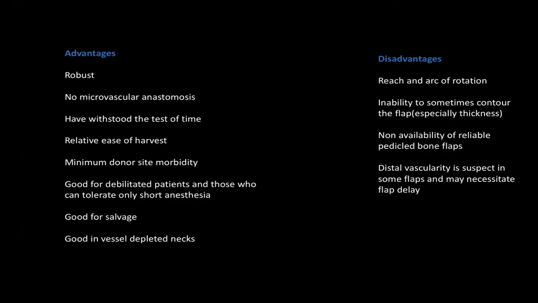Then sometimes it's difficult to contour the flap for thickness, especially if you have a bulky pec major. It might be difficult for you to contour the flap because you don't want to defatten a pec major too much and damage the perforators that are arising through the muscle. So you might have problems with flap bulk, especially in patients who have very good body habitus. There's no reliable bone pedicle flap as yet, as I mentioned earlier.